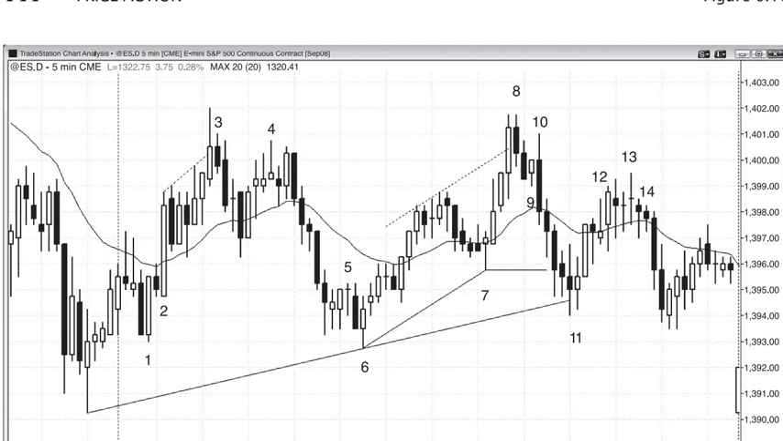Figure 6.17. Signal bars, other types. Figure 6.17. A bear reversal bar can lead to a bull flag.